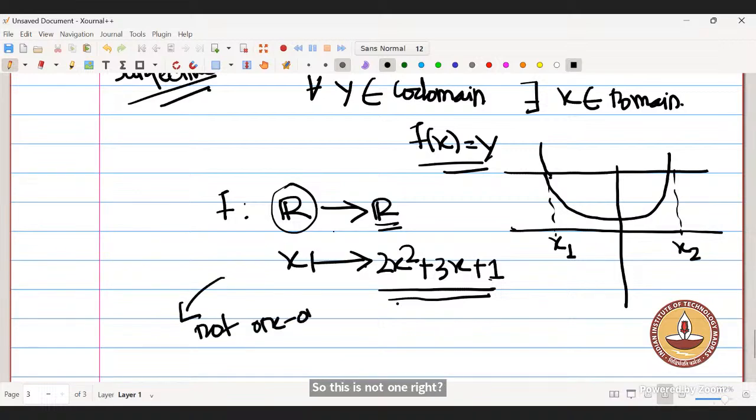And what about onto? It's onto. It's onto. Why? Why do you think this is onto? For every point we have an image, pre-image, no? For every point, you have a pre-image.